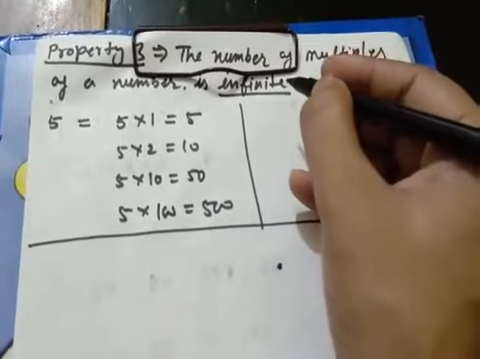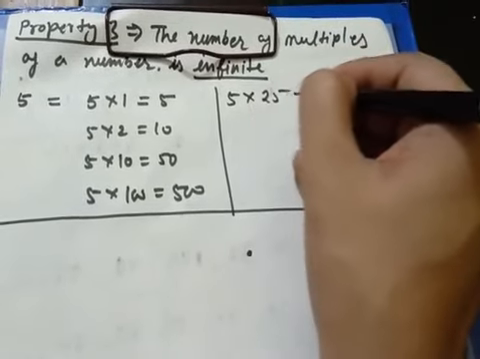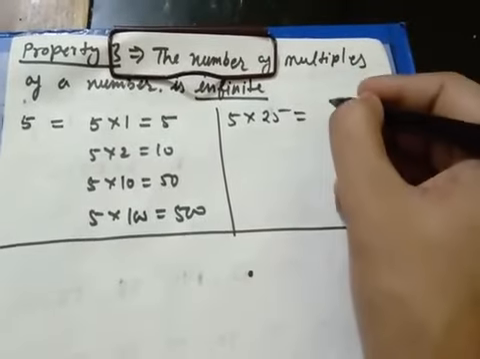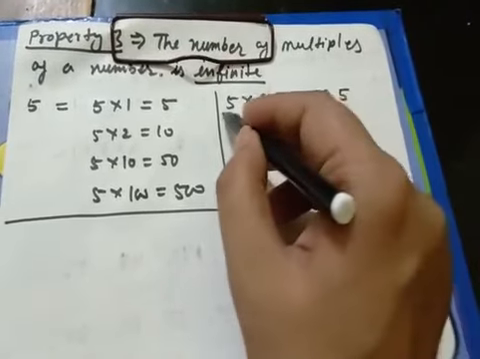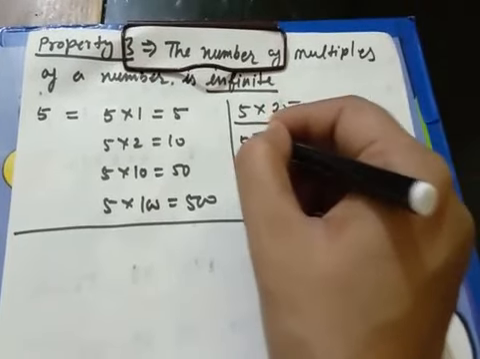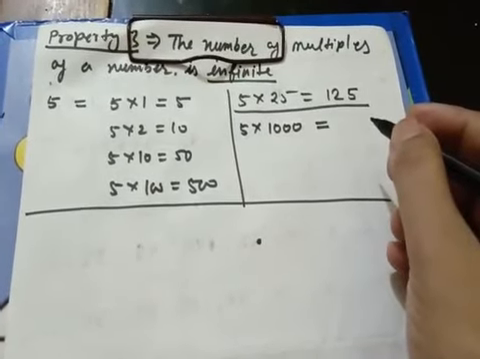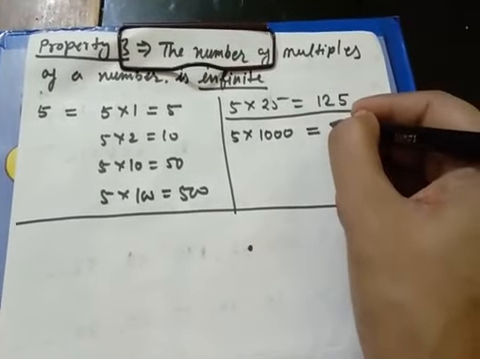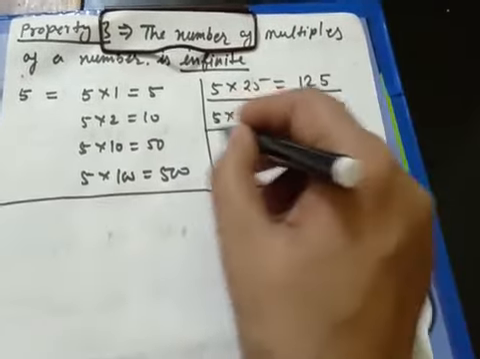So as a rule we can say that if we take any number and we want to multiply it, suppose 5 times 25 is 125, so again we get a multiple of 5. So 125 is also a multiple of 5. Taking another number, suppose we have to find the multiples of 5, now multiply the given number, 5 times 1 is 5, add a number of zeros, so you can see it becomes 5000.